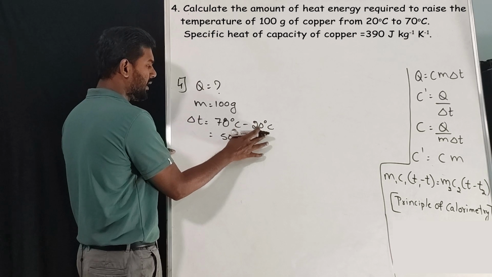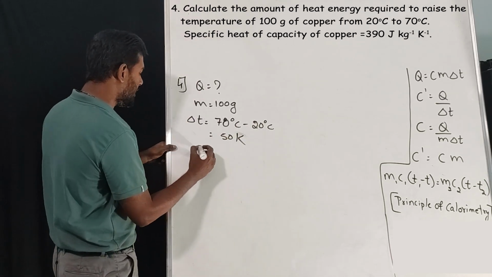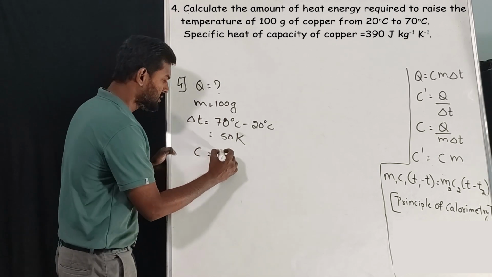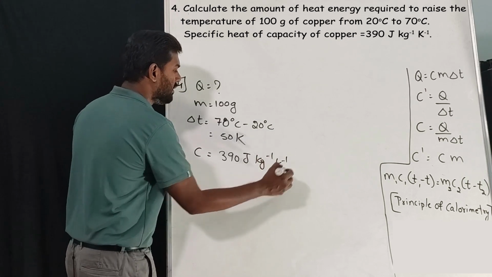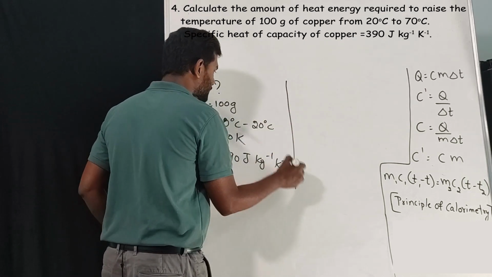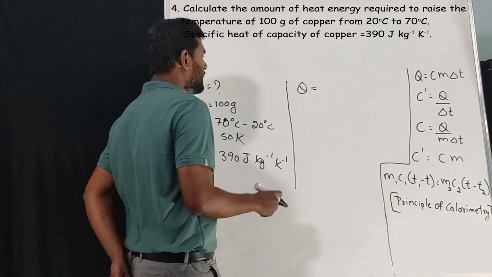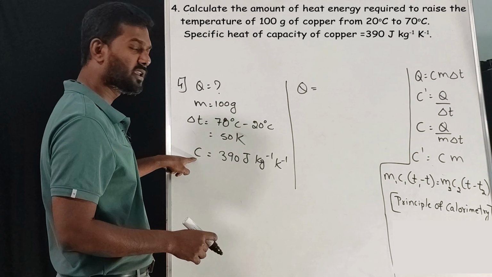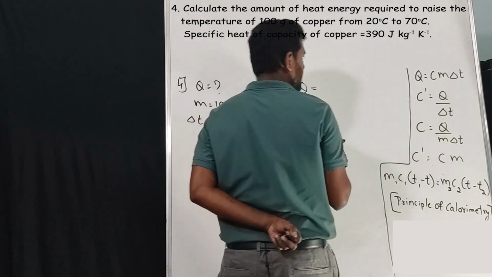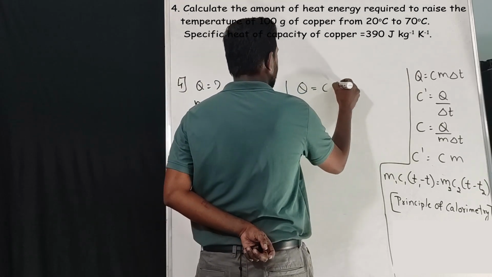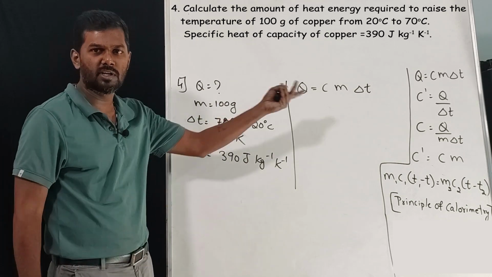Celsius is nothing but Kelvin. We can use it in any way. Next, specific heat capacity C is given, that is 390 joules per kg per Kelvin. Okay, what we need to find? Q, correct. So what is the formula for Q? What are the given data? Mass is given, delta T is given, and C is given. We can use the first formula, C m delta T. So if you substitute the values there, you will get the answer.